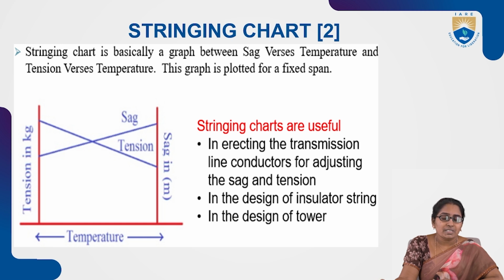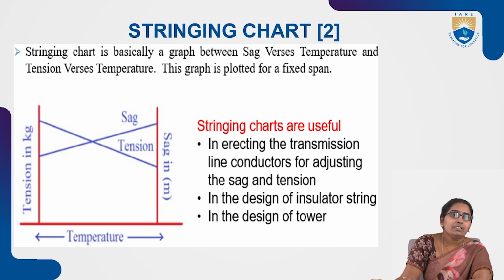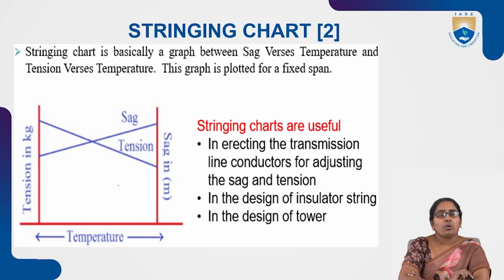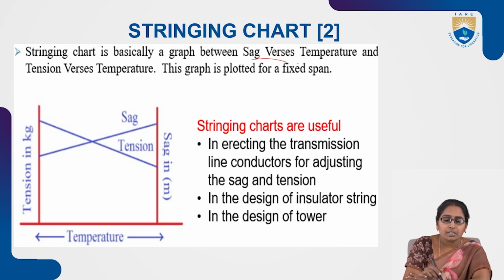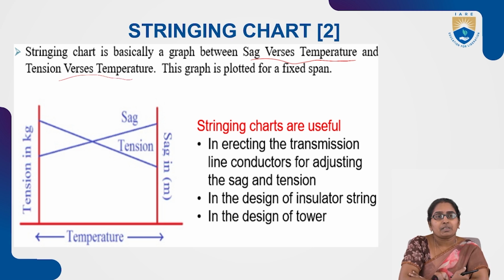The first one is the stringing chart. You can see on the left side there is a graph. It is called a stringing chart, which is basically a graph between sag versus temperature and tension versus temperature. It is plotted for a fixed span.